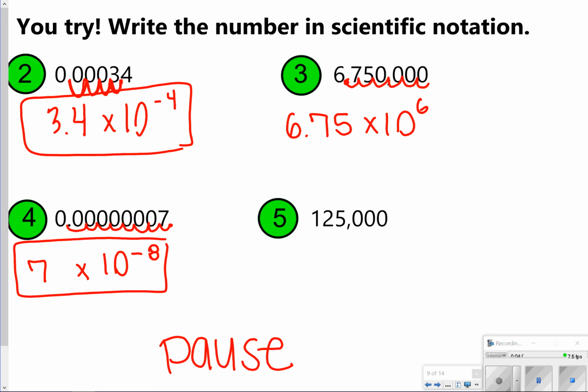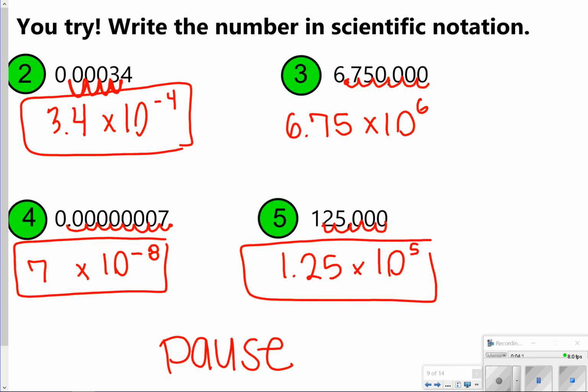And then for number 5, my decimal will be 1.25, and I'm going to move that decimal 1, 2, 3, 4, 5 times to the right in the positive direction. So my answer for number 5, 1.25 times 10 to the 5th power.